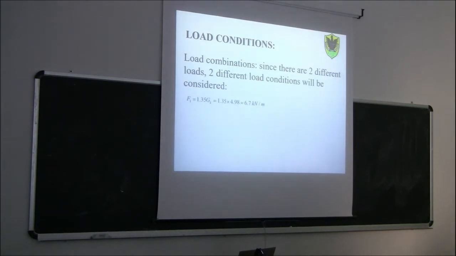So we just remember gamma G. Now, this exercise is done considering the Eurocode, so gamma G is 1.35. If you consider the Italian regulation, gamma G will be 1.3. Then the other one, 1.35 Gk plus 1.5 Qk. So one is 6.7, the other one is 20.2.